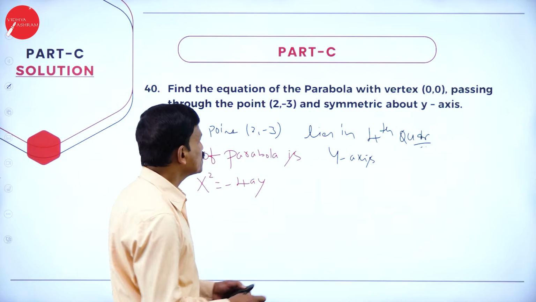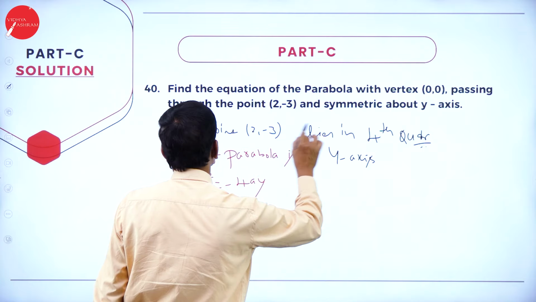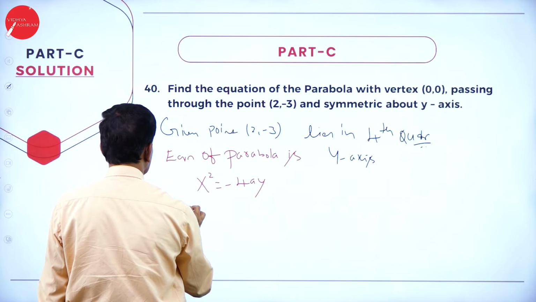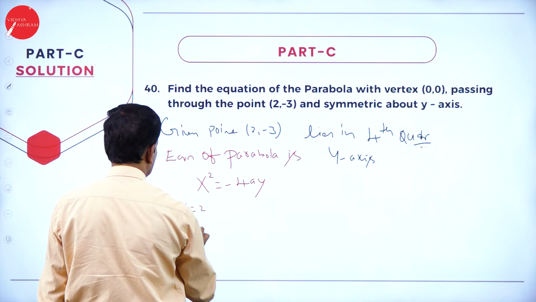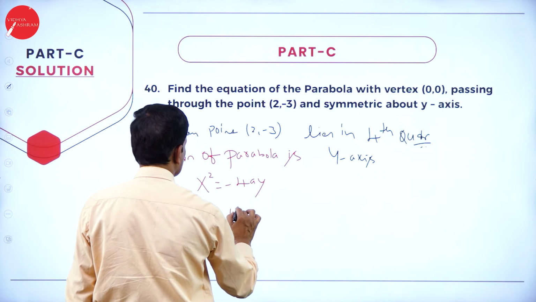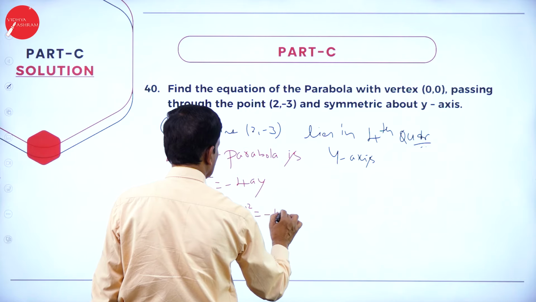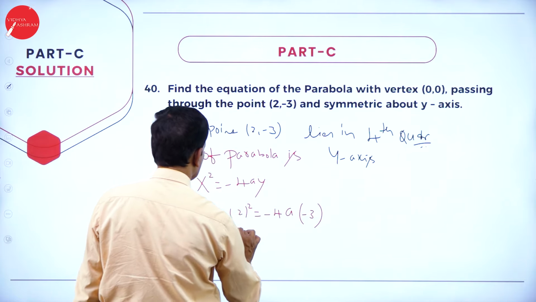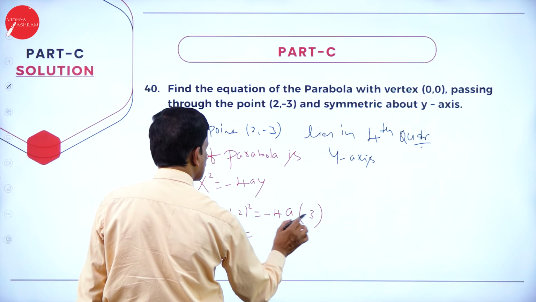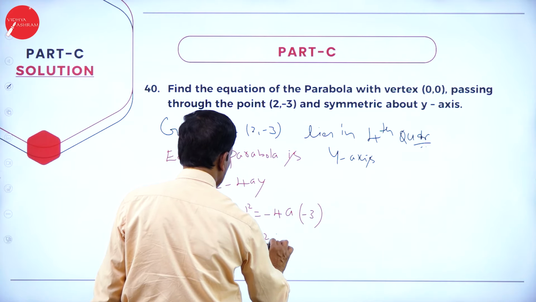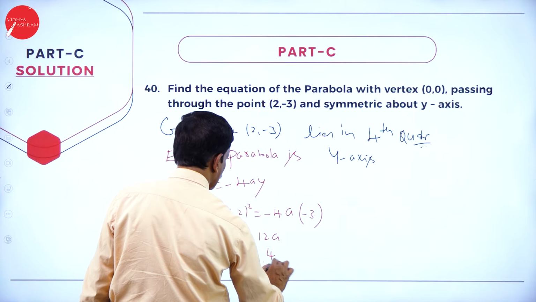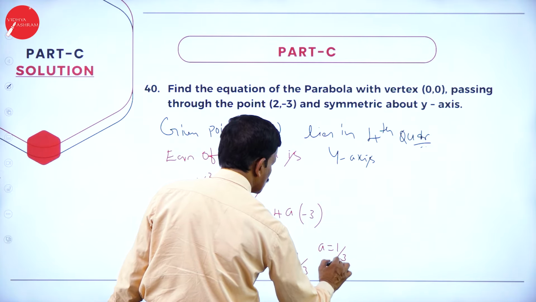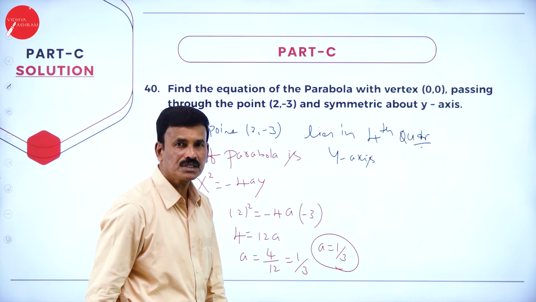Now, since this passes through the point 2 comma minus 3, put x is equal to 2 and y is equal to minus 3. So, you will get 2 square is equal to minus 4 into a into y, which is minus 3. 2 square is 4, equal to minus 4 into minus 3, which is 12a. Therefore, a is equal to 4 by 12, that is equal to 1 by 3. a is equal to 1 by 3, right?